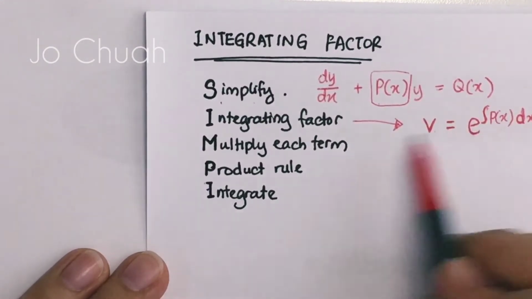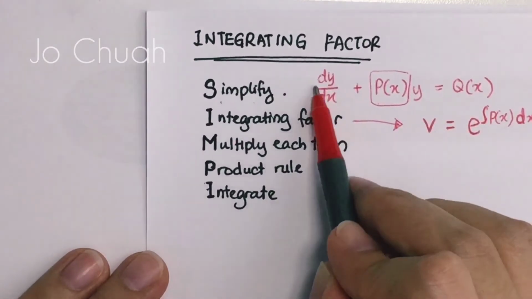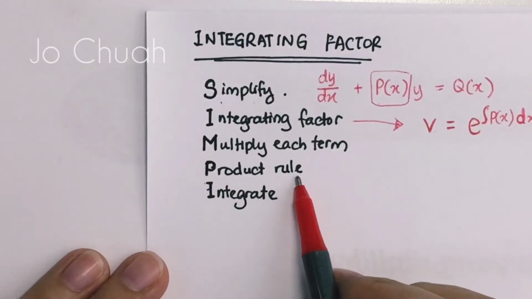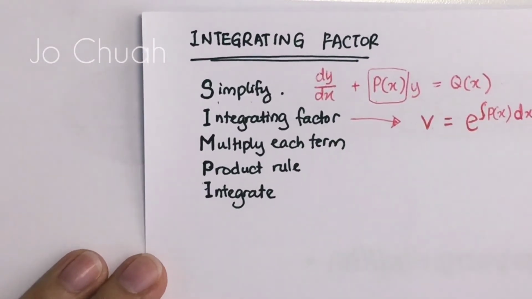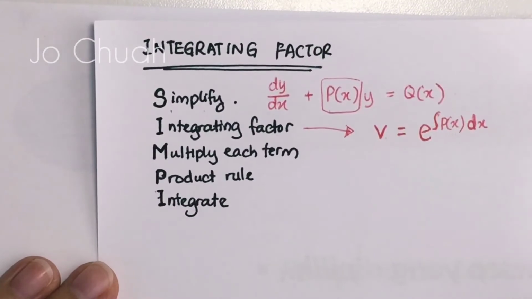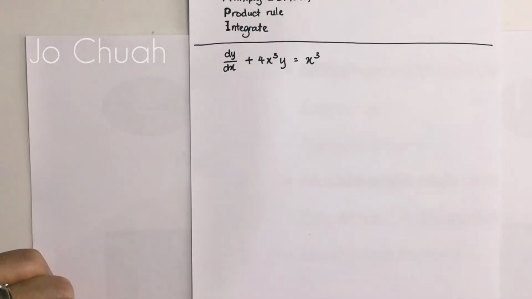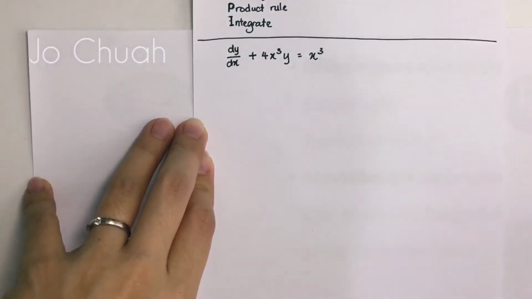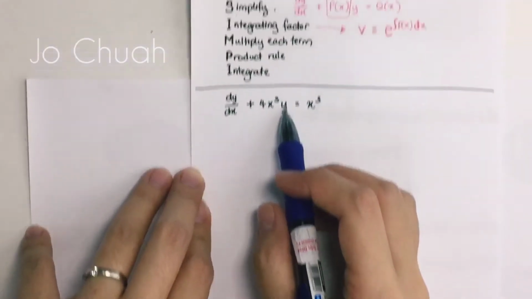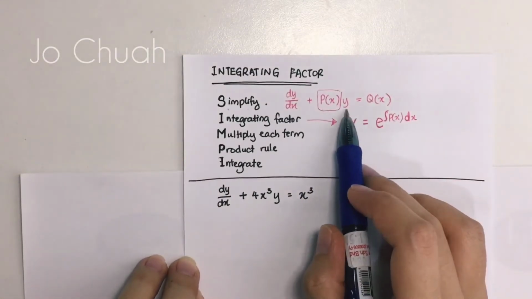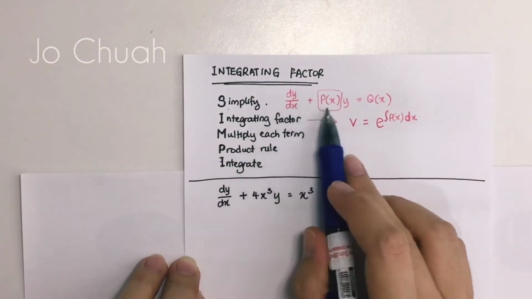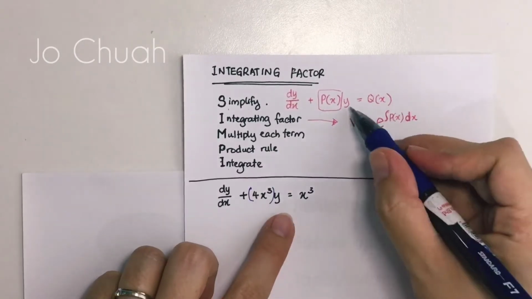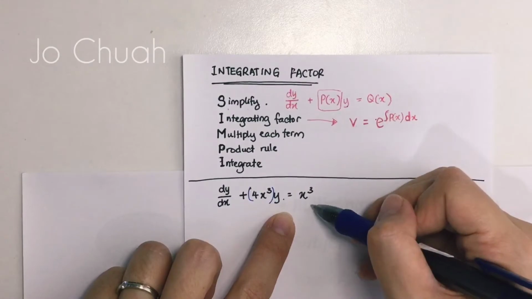After you got this, you're gonna multiply this v with each of the terms. And then you're gonna use the product rule to simplify them, and then you're gonna integrate. So I'm just gonna show you an example to make it more clear. I'm just gonna start with a simple example. This one is already your first step because it's already in the form of this one. Okay? So it's dy over dx, and then P(x). So this is your P(x), and then y, and then Q(x).